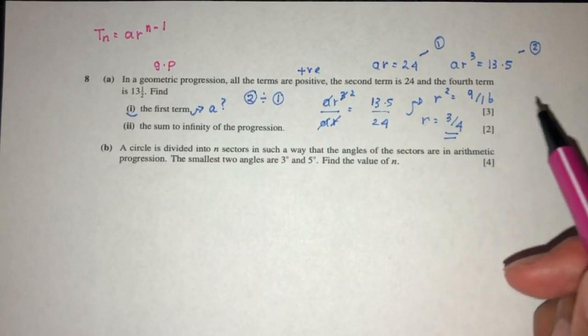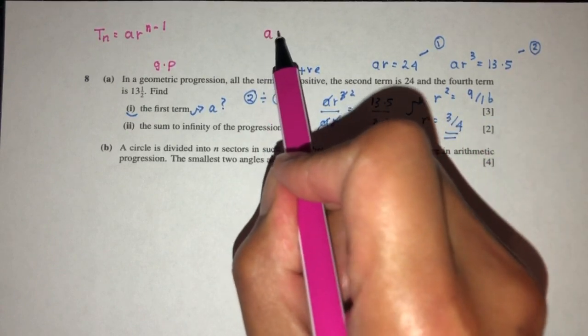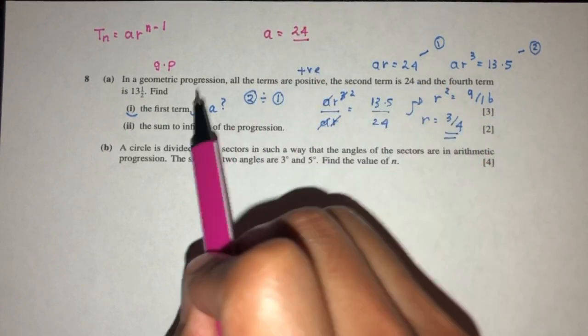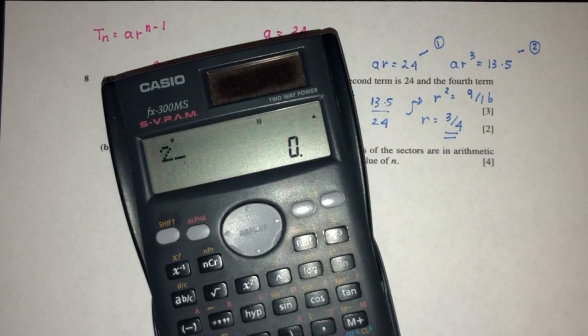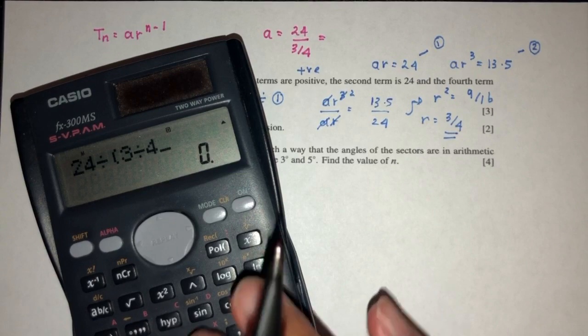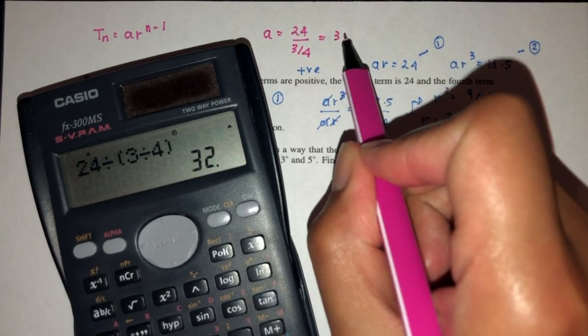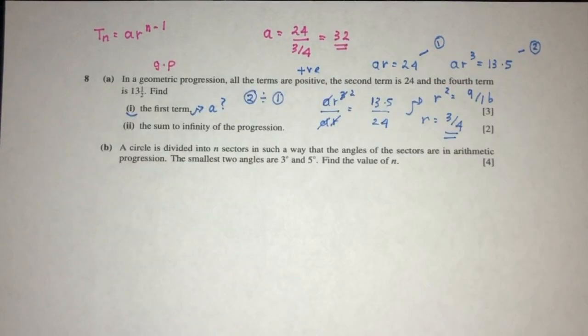Now using this, we can find the value of a. So a will be 24 divided by r, which is 3 over 4. So 24 divided by 3 over 4, that should be 32. So the first term, a, is equal to 32.